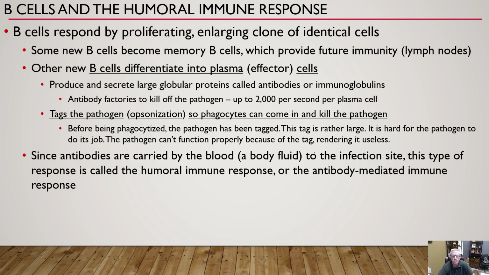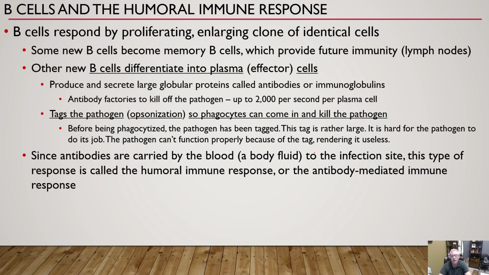So what does that mean? We're going to go down two pathways, which is going to lead to a total of four pathways. So what we're going to do is we have this antigen antibody reaction. We're going to produce these memory B cells, which are going to provide future immunity. Those memory B cells are going to go to the lymph nodes, and they're going to reside in those germinal centers. But the other pathway is that those B cells are going to differentiate into plasma cells.